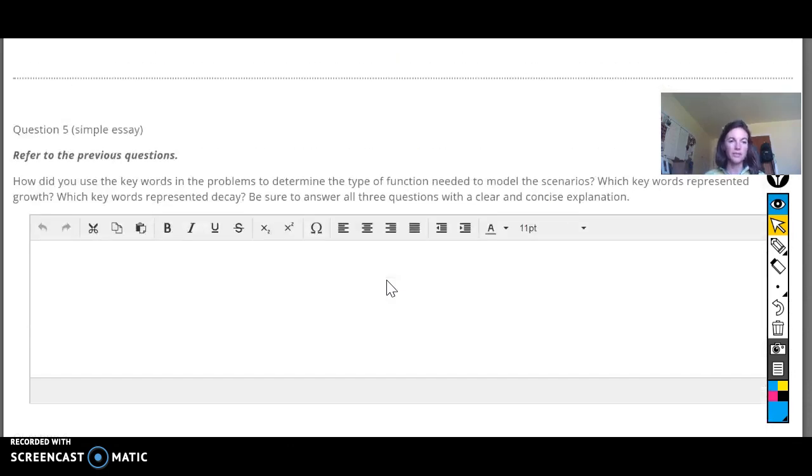How did you use the keywords in the problems to determine the type of functions needed to model the scenarios? I think we can do this really easily. I think we should just go ahead and type in here, this is all I'm looking for. The keyword of rebuild indicated to me that we were dealing with growth. And the keyword of decrease for the first one indicated to me that we were dealing with decay. You don't really need to put anything more than that. It's okay to have a very clear and concise answer there.